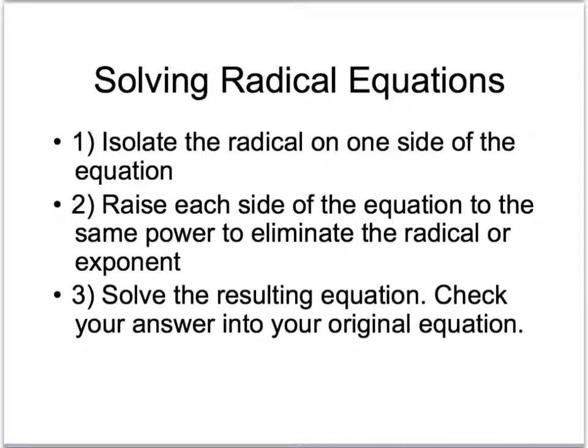So the first thing, with solving radical equations, step number 1, isolate the radical on one side of the equation. Okay, 2, raise each side of the equation to the same power to eliminate the radical or exponent. And 3, solve the resulting equation. Okay, check your answer in the original equation when you're done. So you'll finish with an x equals something or y equals something. And if you plug that back into the original equation, it should come out evenly and you should be able to see whether or not you're right. And again, this is also on page 452 of the text.